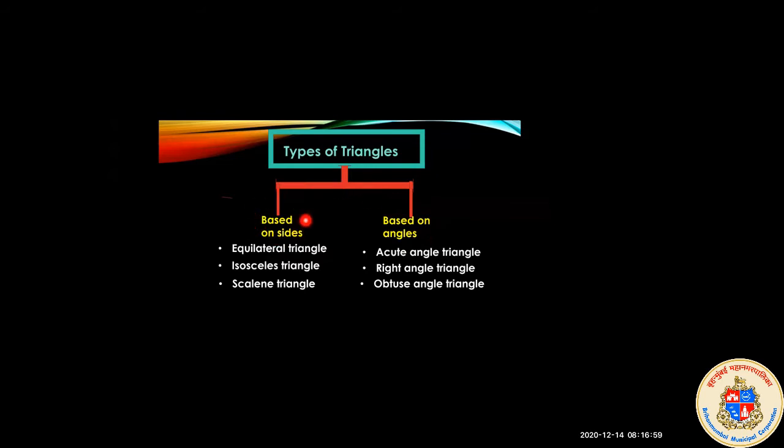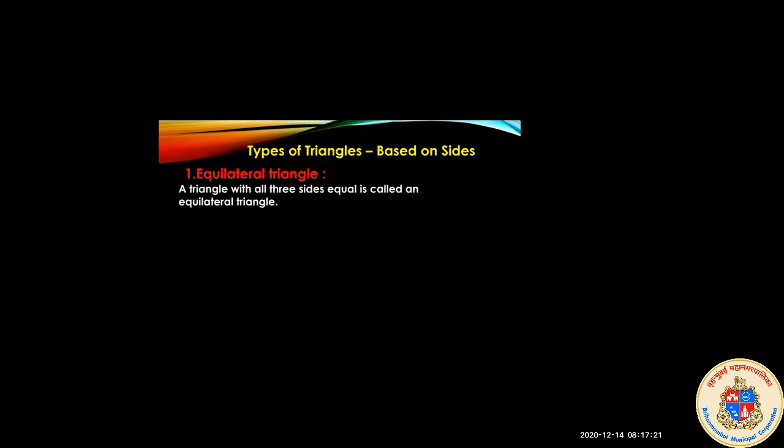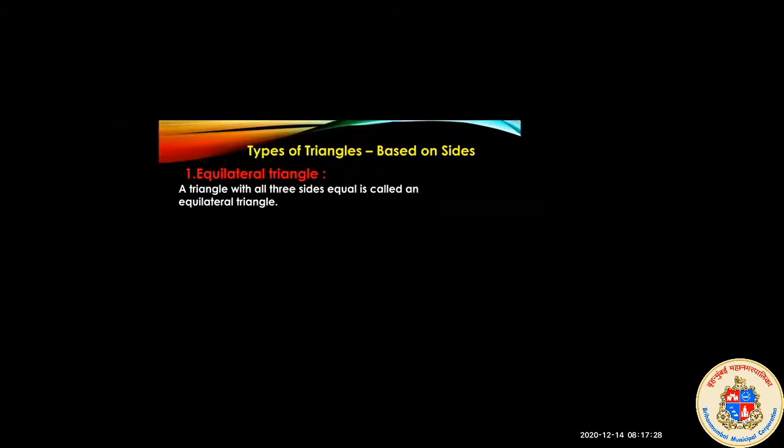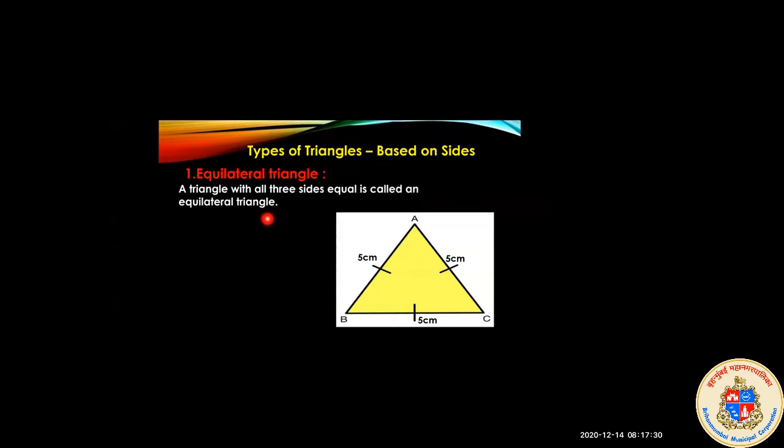First, we will study types of triangles based on sides. The first one will be the equilateral triangle. Now what is an equilateral triangle? A triangle with all three sides equal is called an equilateral triangle.